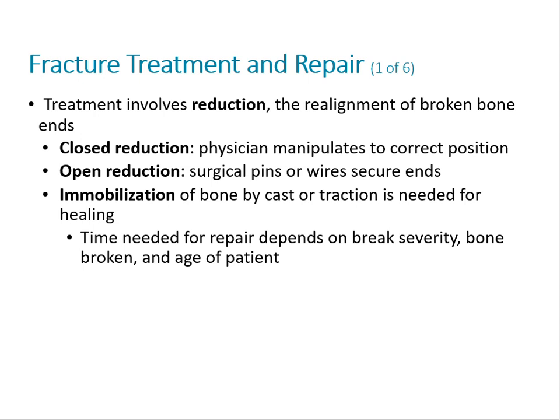So how do we treat fractures? Well, we treat fractures by reduction, or the realignment of a broken bone, especially its ends. A closed reduction is when a physician manipulates the bones to the correct position, whereas an open reduction usually requires surgical pins or wires to secure the ends of the bone. We then follow that up with immobilization with a cast or some type of traction mechanism needed for healing. And then it just takes time for repair. How long the bone takes to repair depends on the break severity, how many bones were broken, and the age of the patient.